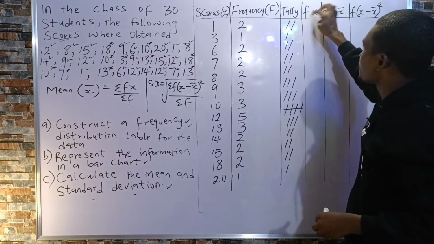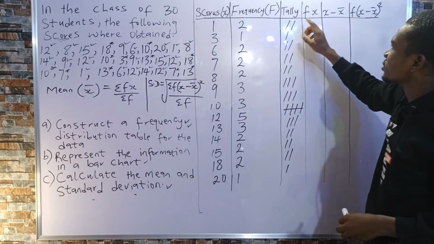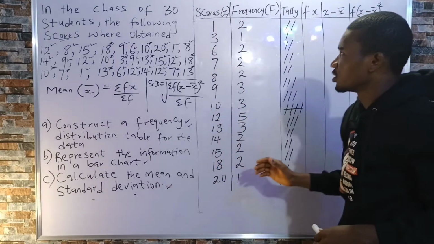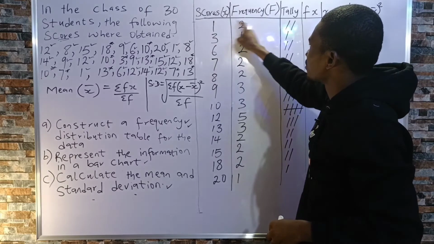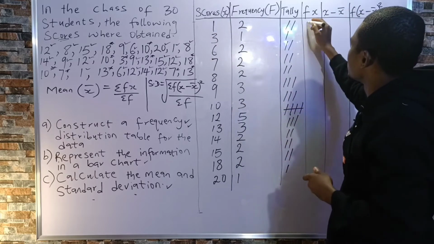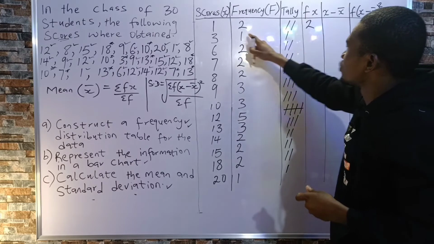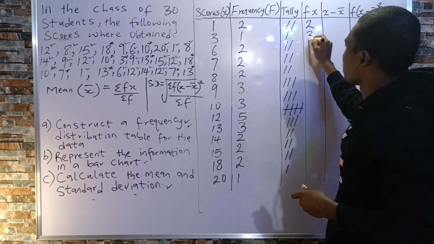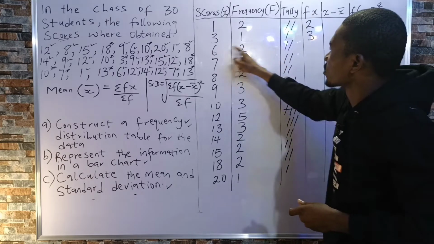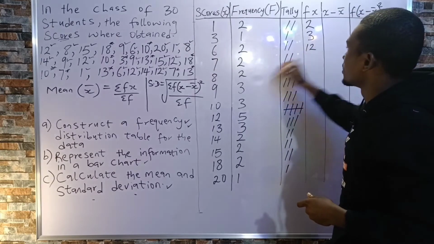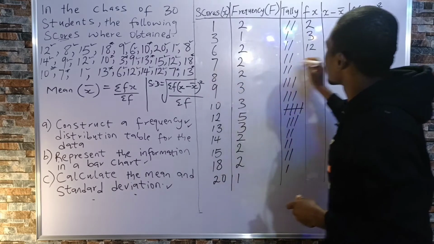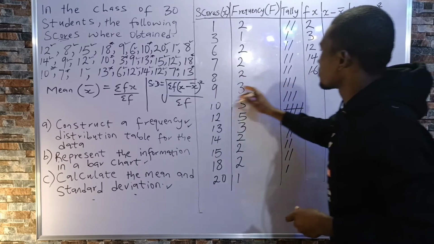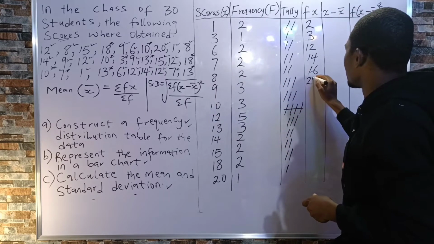So starting with our fx simply means multiplying all the frequencies we have here with the scores we have here. So I will then say 2 multiplied by 1 is 2. The next f is 1. So 1 multiplied by the x, which is 3, is 3. The next f is 2. So 2 multiplied by 6, we have 12. The next f is 2. 2 multiplied by 7, we have 14. 2 multiplied by 8, we have 16. 3 multiplied by 9, we have 27.